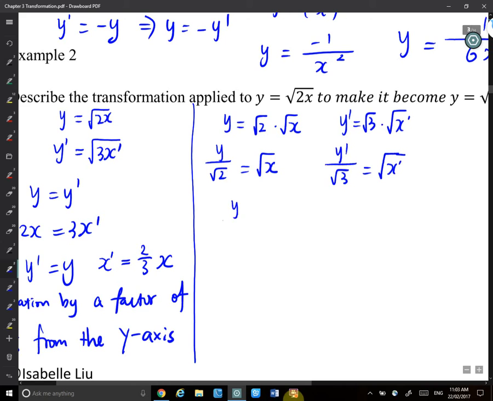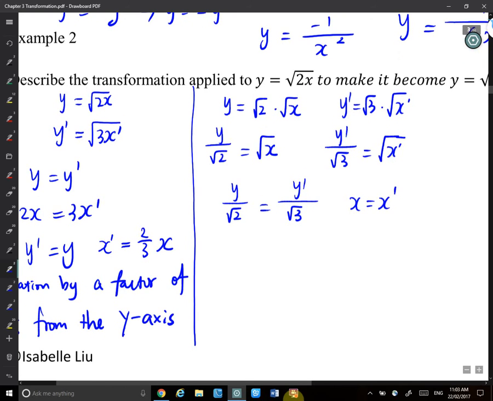Now let's have a look. y over that equals y dash over that. x will equal x dash. y dash equals square root 3 over square root 2 times y. Let's rationalize the denominator. That's square root 6 over 2 times y.